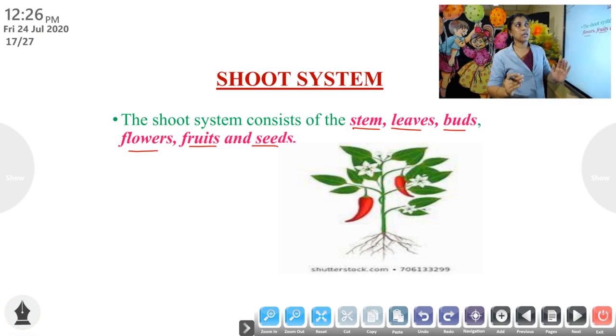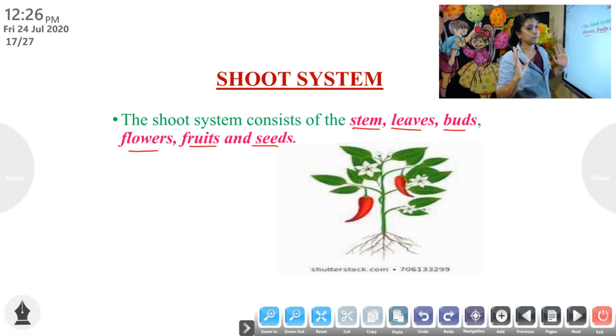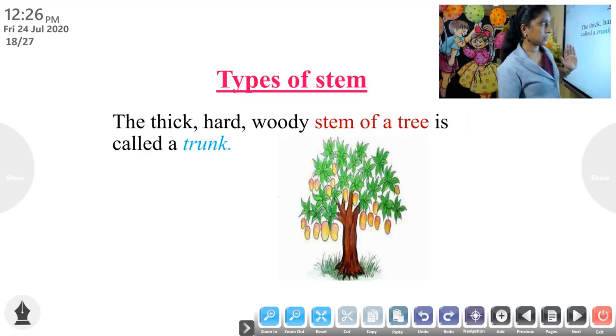And what is the shoot system? The part of the plant that grows above the soil is known as the shoot system, and the shoot system bears stem, leaves, buds, etc. Clear? Next is about the types of stem. You learned that the shoot system consists of stem, leaves, flowers, fruits, seeds, etc. Okay, so we are going to study about the different types of stem.